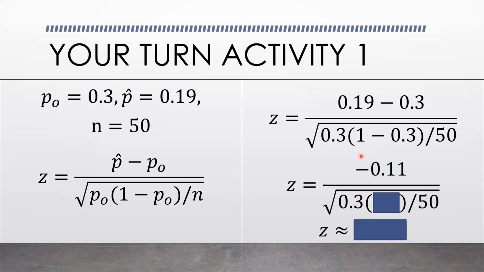And for this one, 1 minus 0.3, do you have any idea? 0.7. So as we input these in our calculator, it will give us negative 1.7. Let us proceed to the second example.